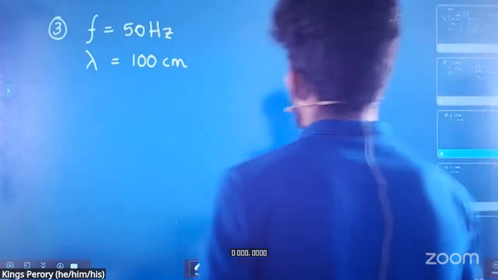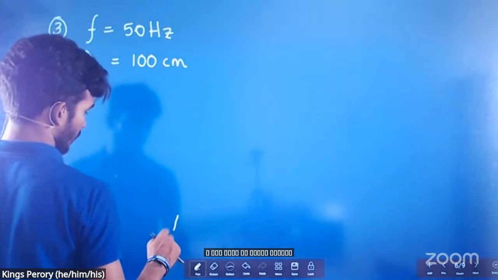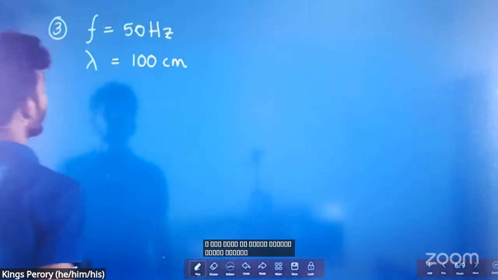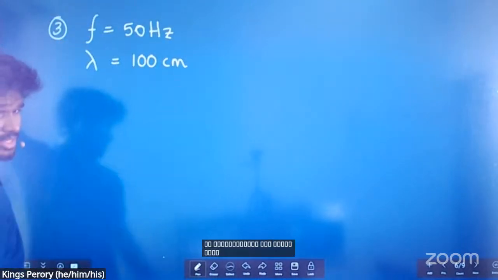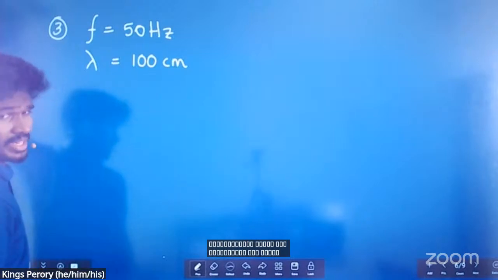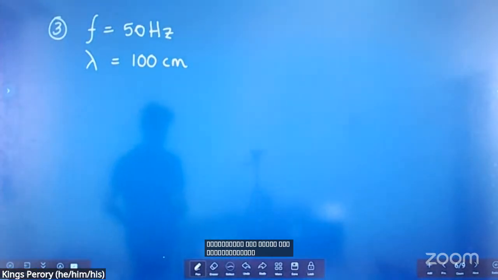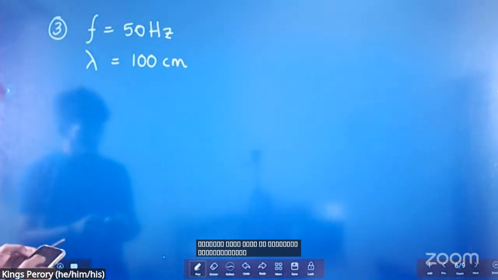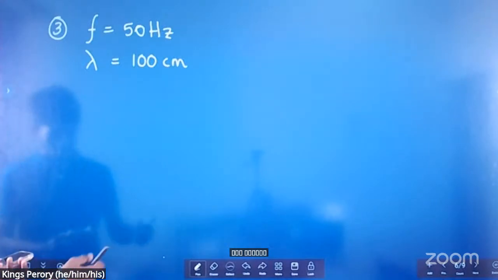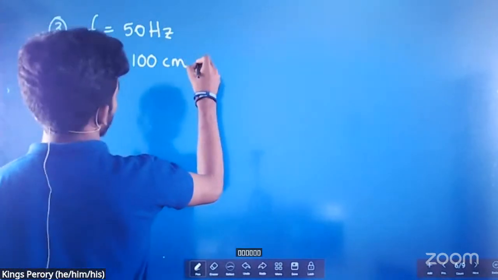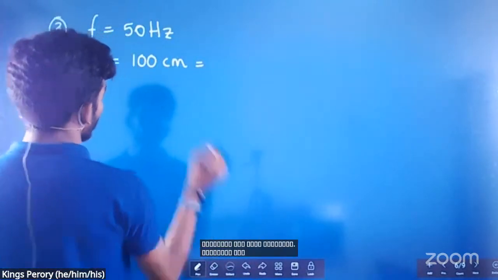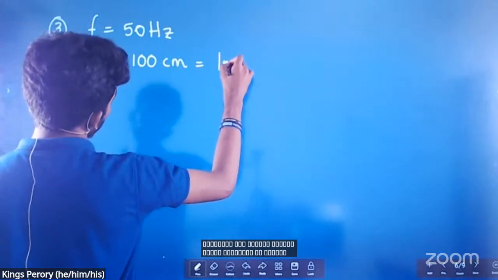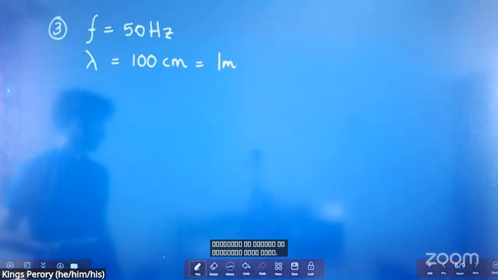Right. Question number 3. Frequency is given. Wavelength is given, but wavelength is given in centimeters, 100 centimeters. You all tell me, 100 centimeters, how many meters? 1 meter. You divide by 100. 100 centimeters is 1 meter.